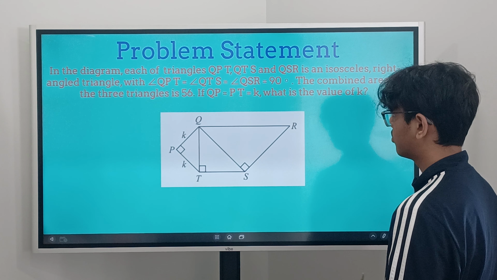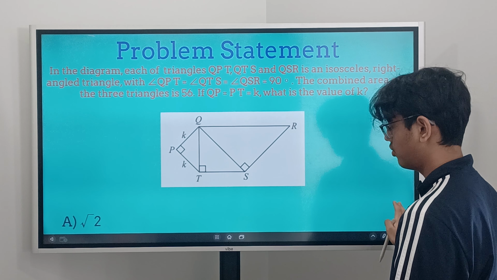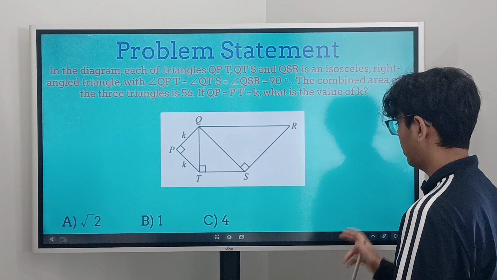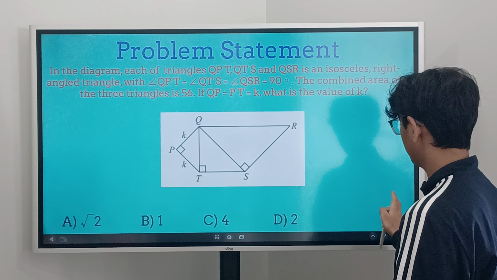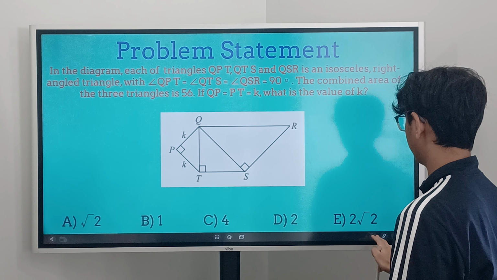And our possible answers for this problem are A, which is the square root of 2, B, which is 1, C, which is 4, D, which is 2, and finally E, which is 2 times the square root of 2.